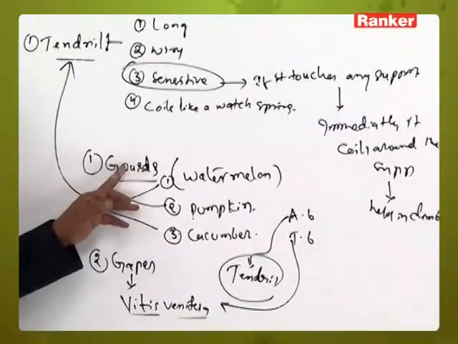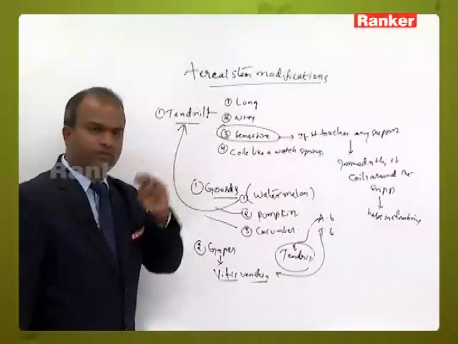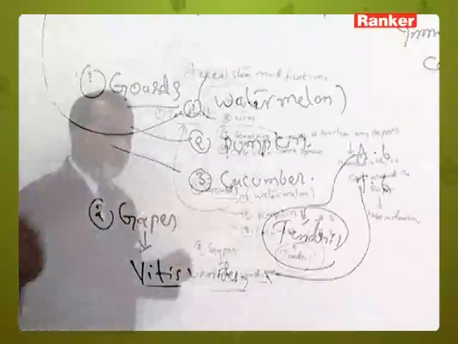What are the examples here? One, it is gourds. Under gourds, how many examples? Three examples. One is watermelon, second one is pumpkin, and third one is cucumber.